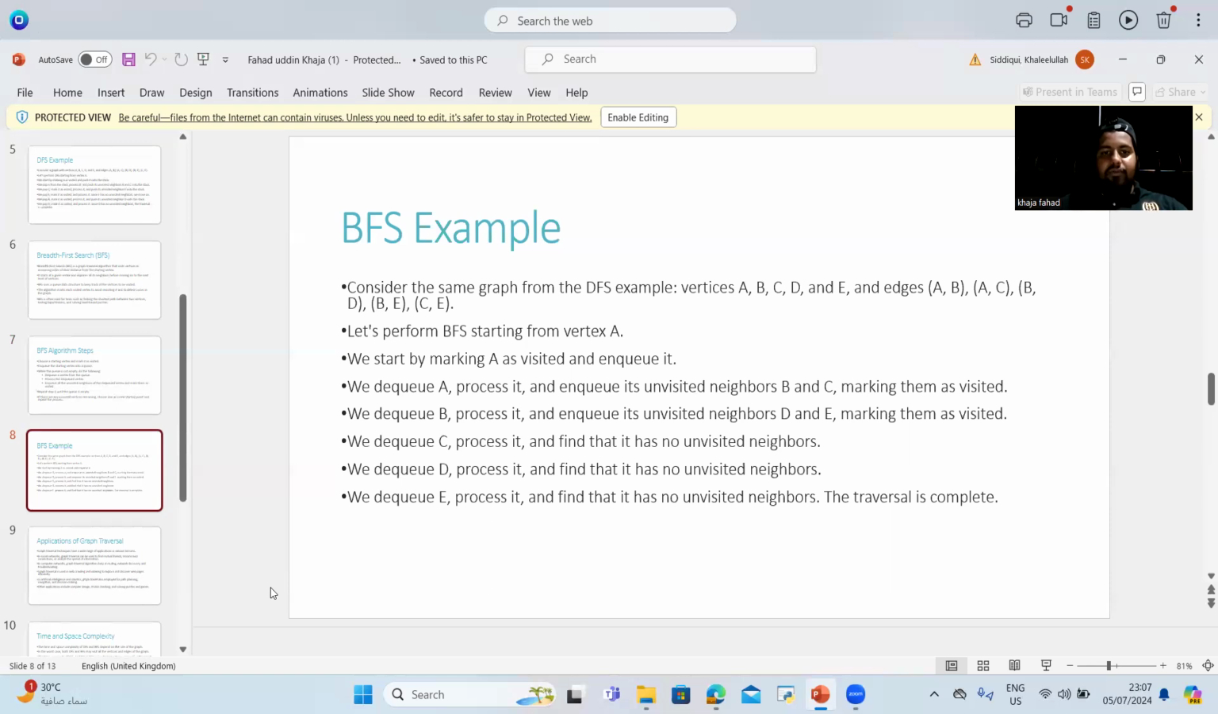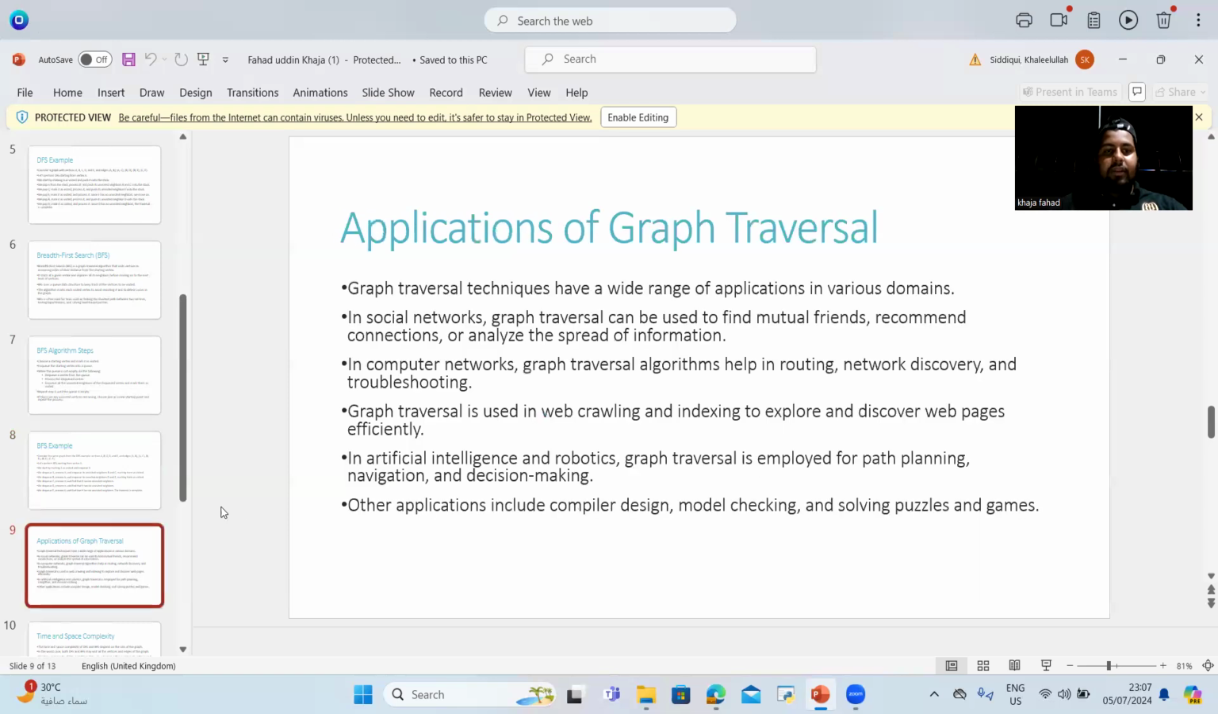We dequeue C, process it, and find that it has no unvisited neighbors. We dequeue D, process it, and find that it has no unvisited neighbors. We dequeue E, process it, and find that it has no unvisited neighbors. The traversal is complete.